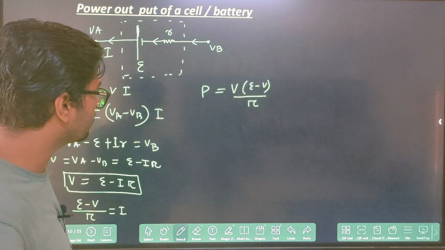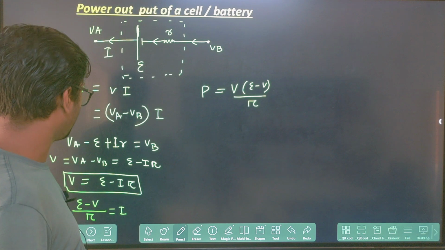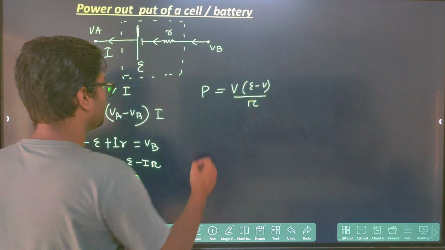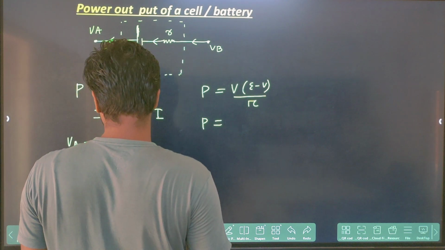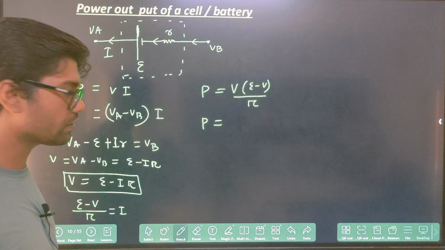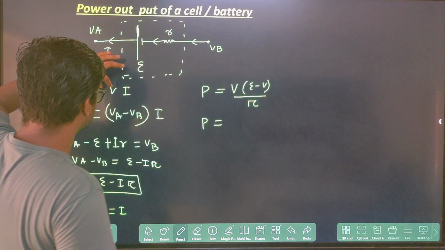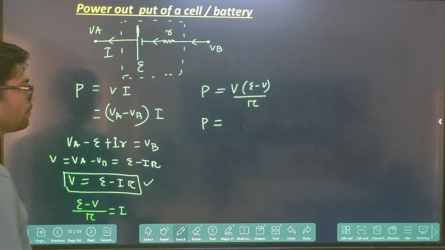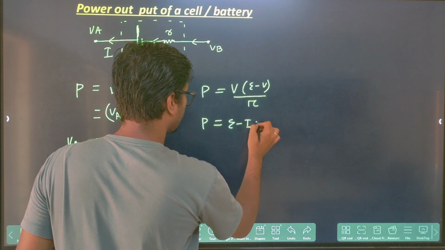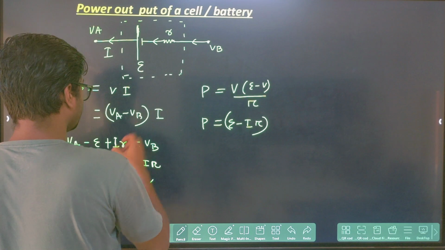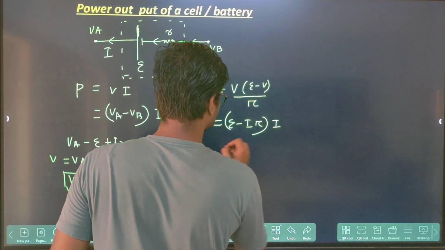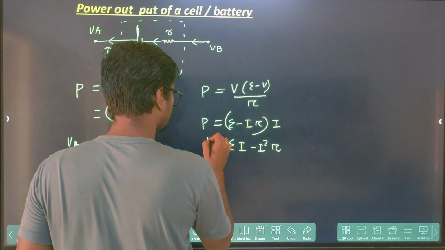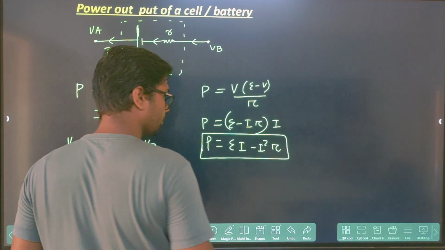Or what I can write, you know that V into I, you also know it, right? Or you can put this V value here. I am just trying to write in a different format so that it will be easy for you. So VA minus VB is V into I. So I am just replacing this V from this equation, V equal to E minus IR. So E minus IR into that current I will be your EI minus I square R. Clear? This will be power output by the battery.